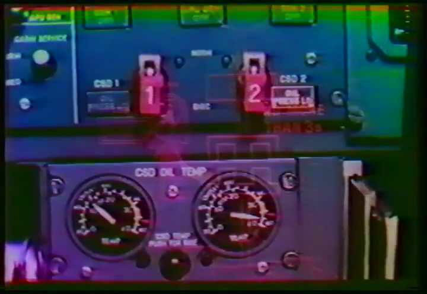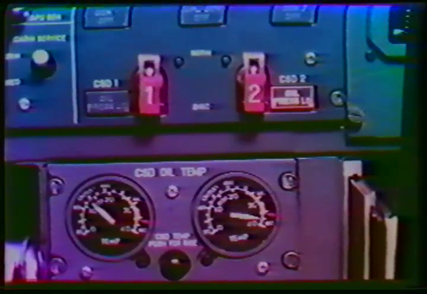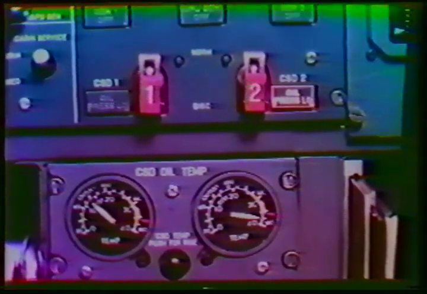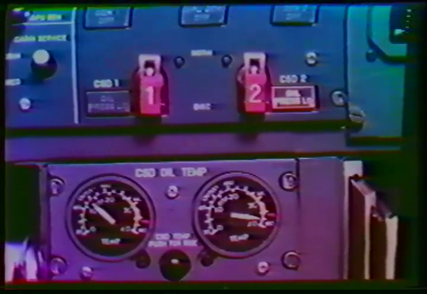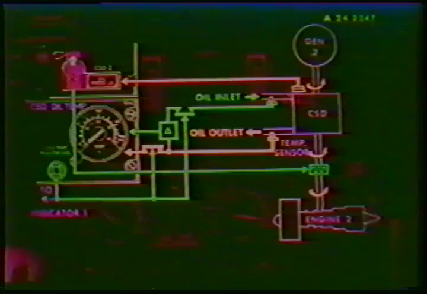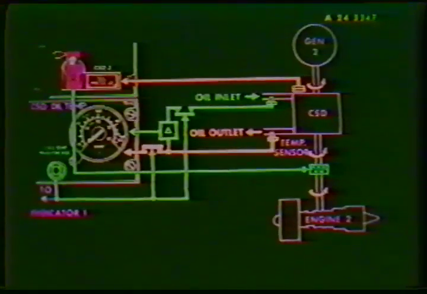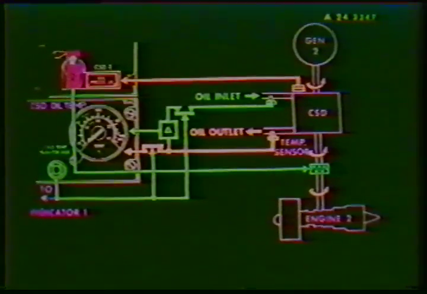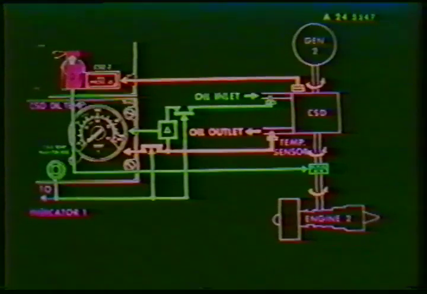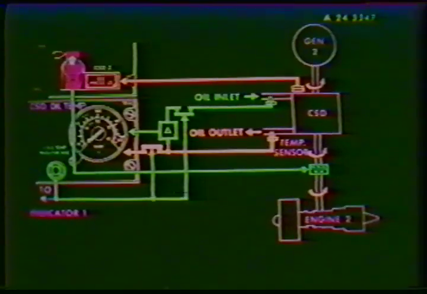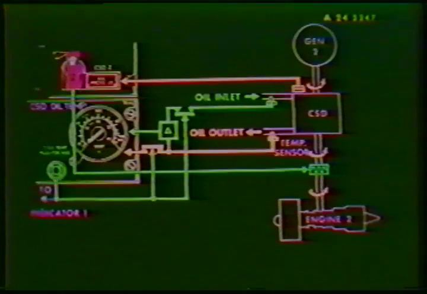For review, there are associated with each CSD an oil temperature indicator which displays directly the oil out temperature or the differential temperature between oil in and oil out when the CSD temp push for rise button is pressed, an oil pressure low amber warning light, and a switch to disconnect the CSD from the associated engine.